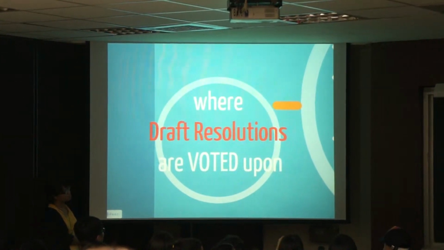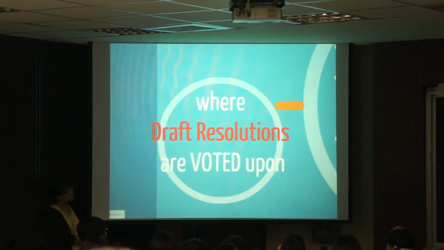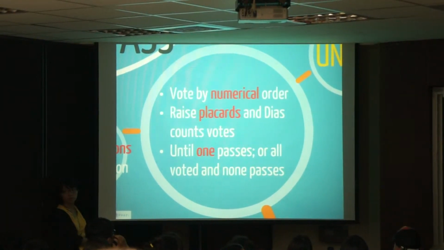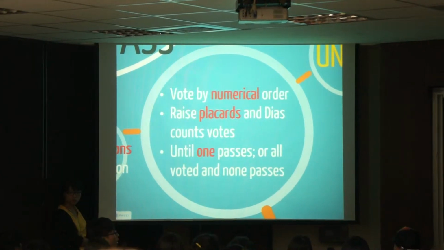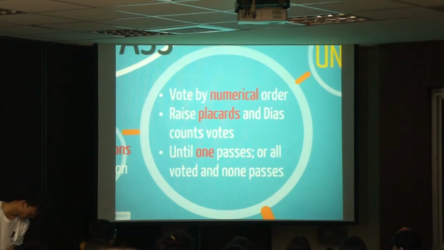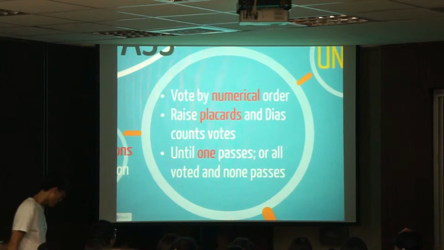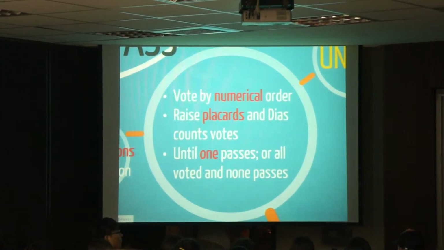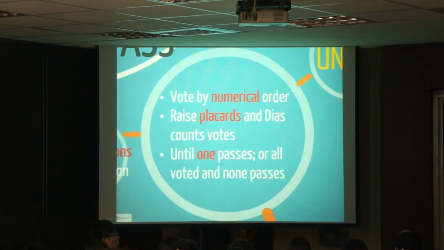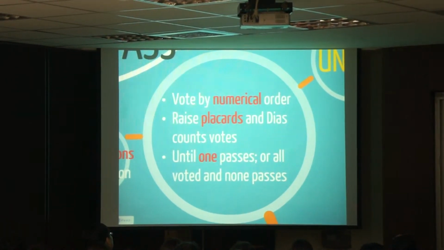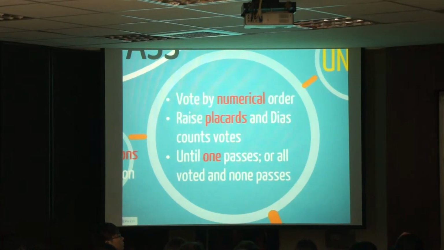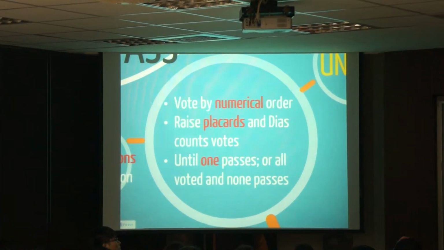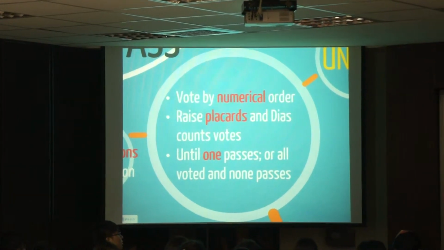So voting procedure is where the DRs are voted upon. And the DRs will be voted by numerical order, which is 1.1, 1.2, 1.3. And then how do you vote? You simply raise your placards, and the dais will count your vote. For example, if the chair says those delegates who want to support DR 1.1, if you support it, then you raise your placard. And then against, if you're against, then maybe Lincoln will raise his placard for against.